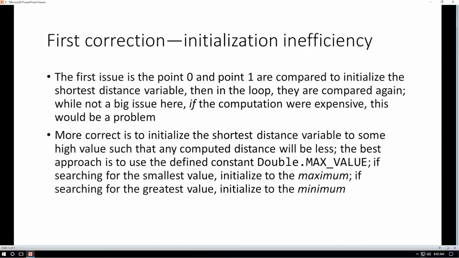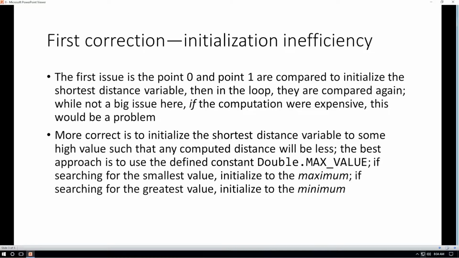If the computation were expensive, this being done twice would cost us a lot of unnecessary effort. Initializing variables is a tricky issue that takes some consideration. Don't just slap a 0 in or something else and then assume you're finished. In this case, what we should do is assign the shortest distance variable to some value such that any computed distance would be less than that and allow the loop to do those determinations.